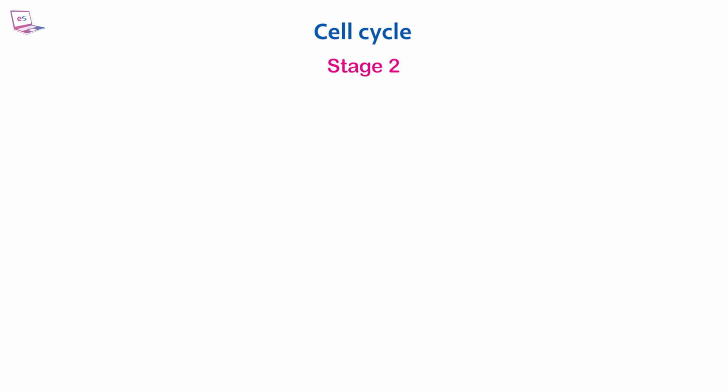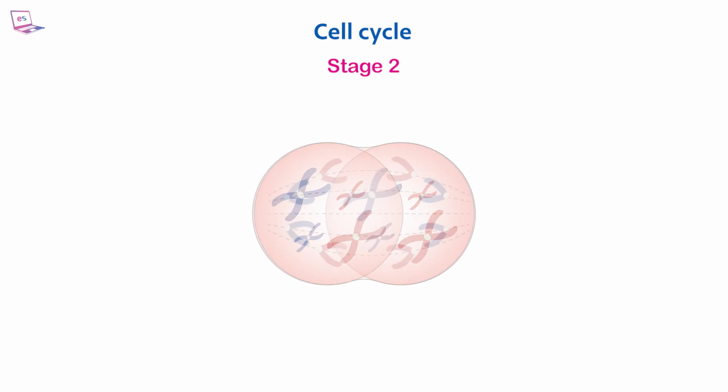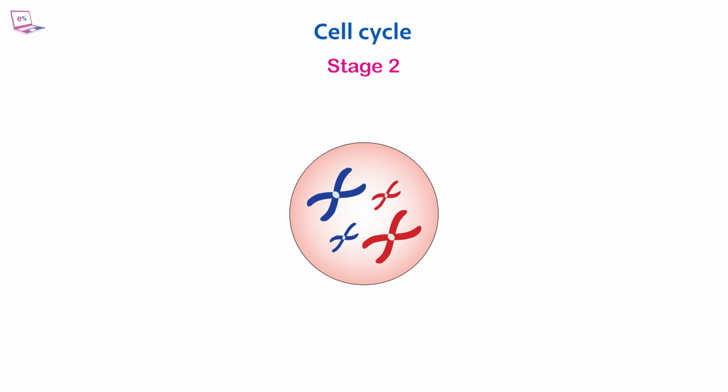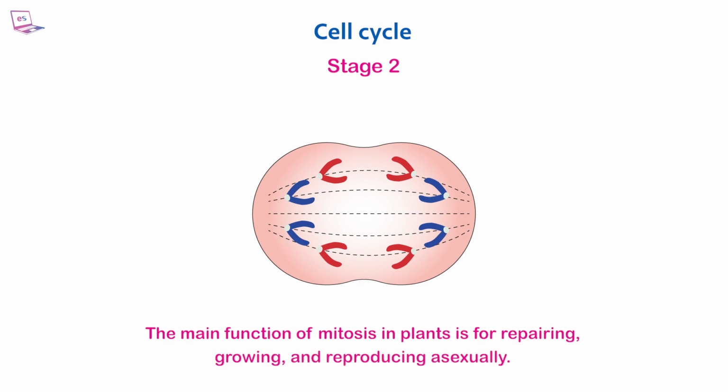Stage 2. The stage 2 of the cell cycle is called mitosis. It is a special type of cell division in which one cell divides into 2 identical daughter cells. This is a process of cell duplication or reproduction. During this stage, the nuclear membrane disintegrates and the chromosomes align themselves in the middle of the cell. The 2 sets of chromosomes are then pulled towards opposite ends of the cell, leading to the division of the nucleus into 2 separate nuclei. The main function of mitosis in plants is for repairing, growing, and reproducing asexually.